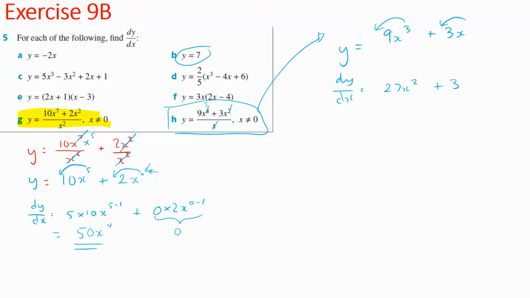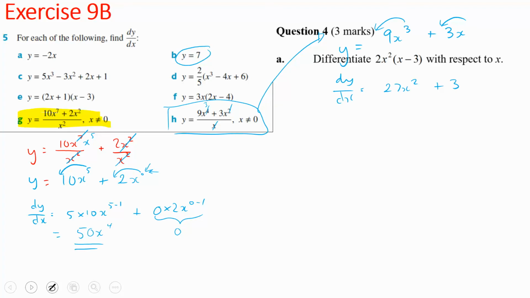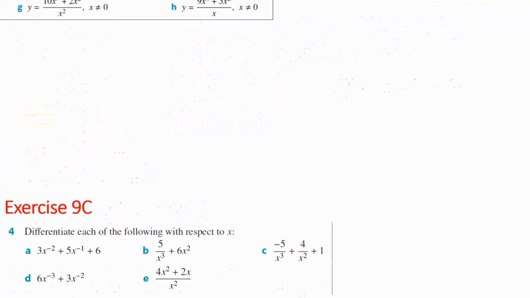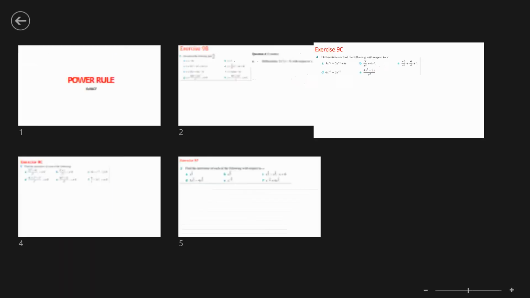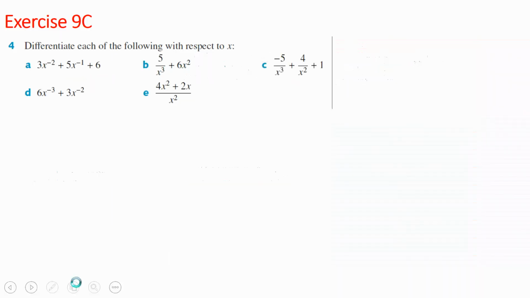Okay, so I'm doing that in my head now, and hopefully you're keeping up to speed with the technique I'm using. Okay, it's just the one technique, the power rule. Alright? Cool. Let's do something a bit harder with different powers or negative powers and whatnot. So, exercise 9C, you're still using the power rule. They've just played around, they've put more fractions in, and they've put negative powers in.